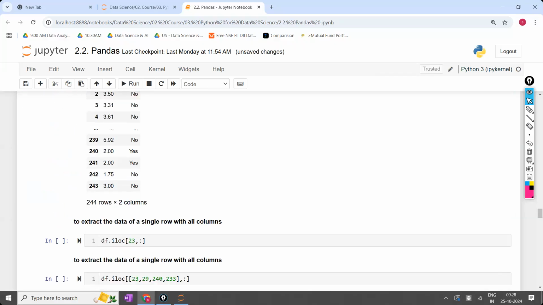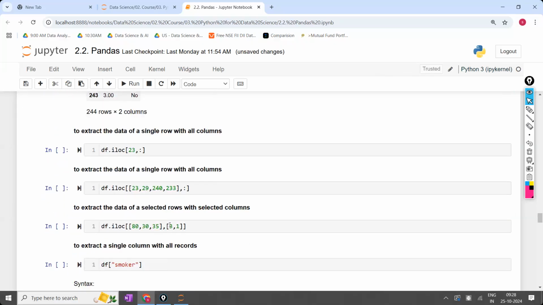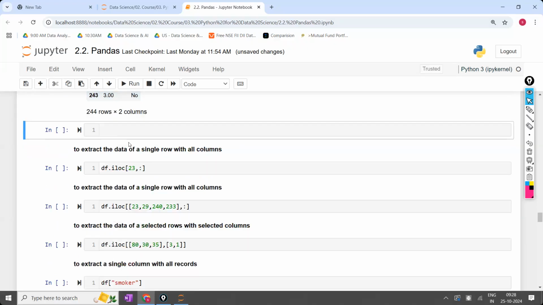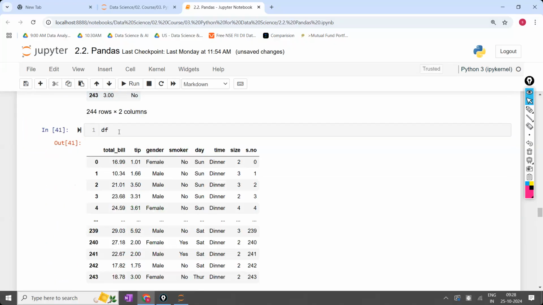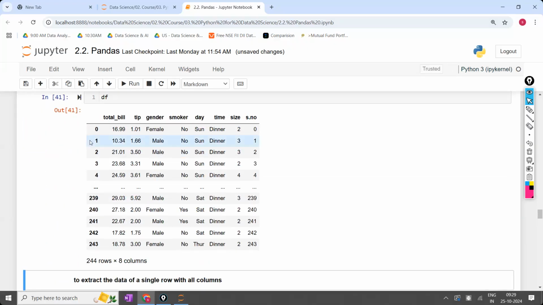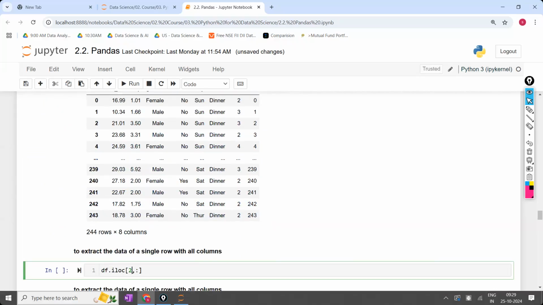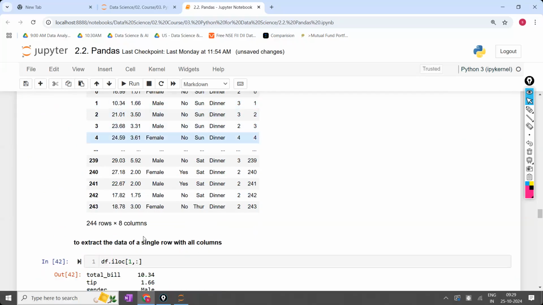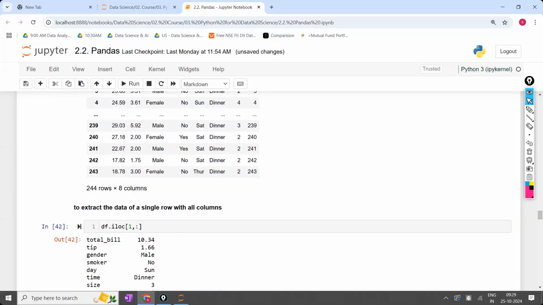Okay, if you want to select a particular single row, how do you do it? You just write df dot iloc. For example, let us take df, I'm printing here df. I want the first row. What is the index number of the first row? It is 1. So I'm writing this here. Now the same answer will be displayed here: 10.34, 1.66, everything the same.